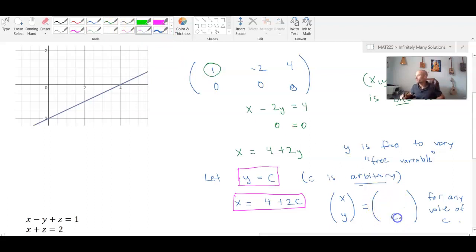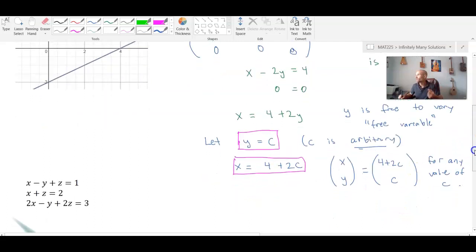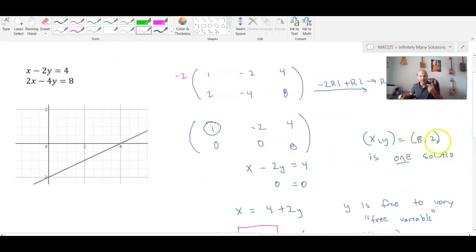My y is going to be fixed to some number, and then my x is going to be 4 plus 2 times that number. So if for instance, in our example up here, when y was equal to 2, then x would be 4 plus 2 times 2, which is 8. And so (8, 2) is in fact a valid solution as we have listed. But it's not the only one. There are infinitely many choices.